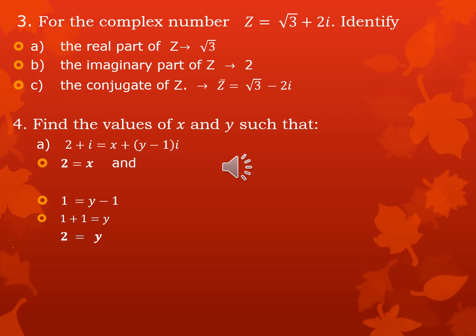Part B, identify the imaginary part of z. Imaginary part means the number sitting in front of i. So in this equation, the imaginary part of z is 2. Part C, identify the conjugate of z. Conjugate of a complex number simply means changing the sign in front of the imaginary number. So in this case, the conjugate of z is root 3 minus 2i.